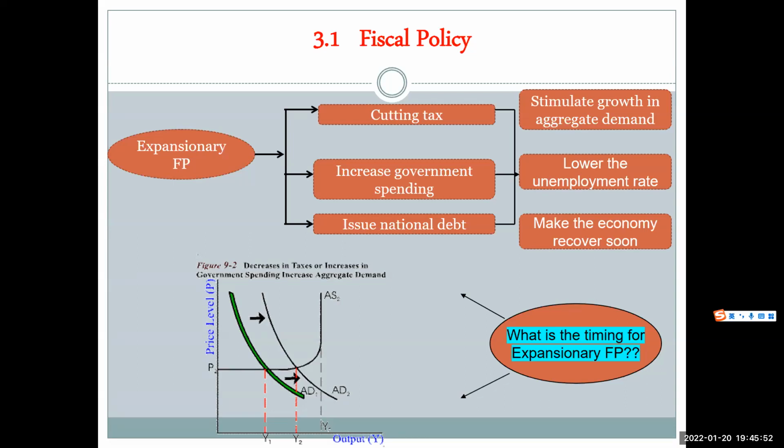We can see that in some periods, the fiscal policy is expansionary. For example, it can cut tax so that it can stimulate growth in aggregate demand, and it can also increase government spending, so it can lower the unemployment rate and issue national debt, making the economy recover soon. So the question is, what is the timing for expansionary fiscal policy? When should the state adopt expansionary fiscal policy?